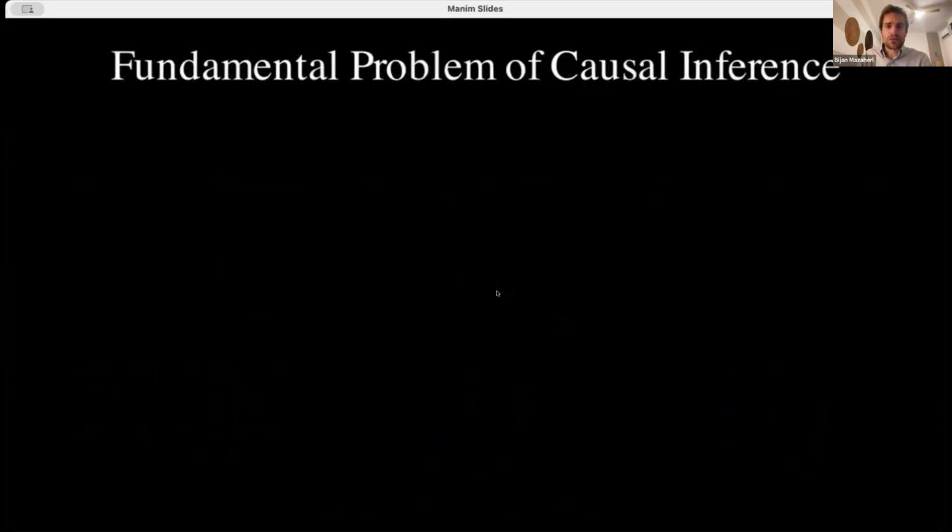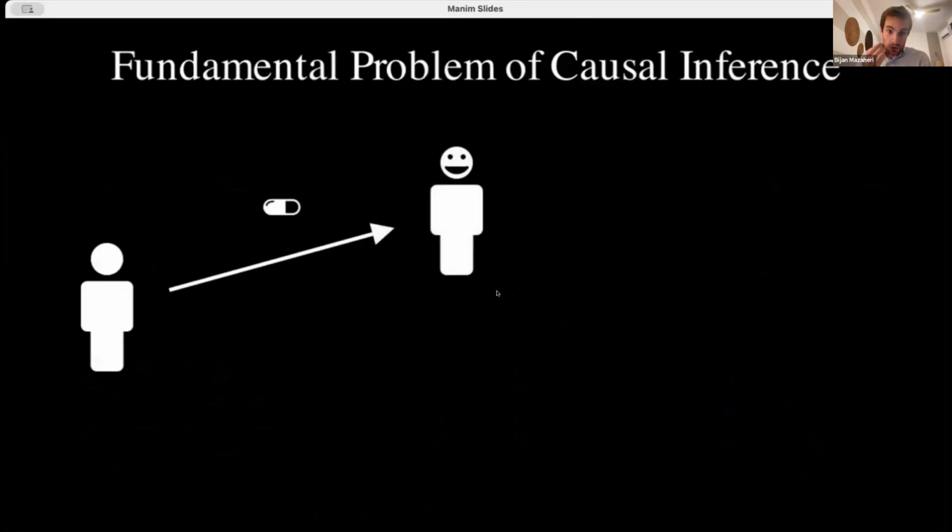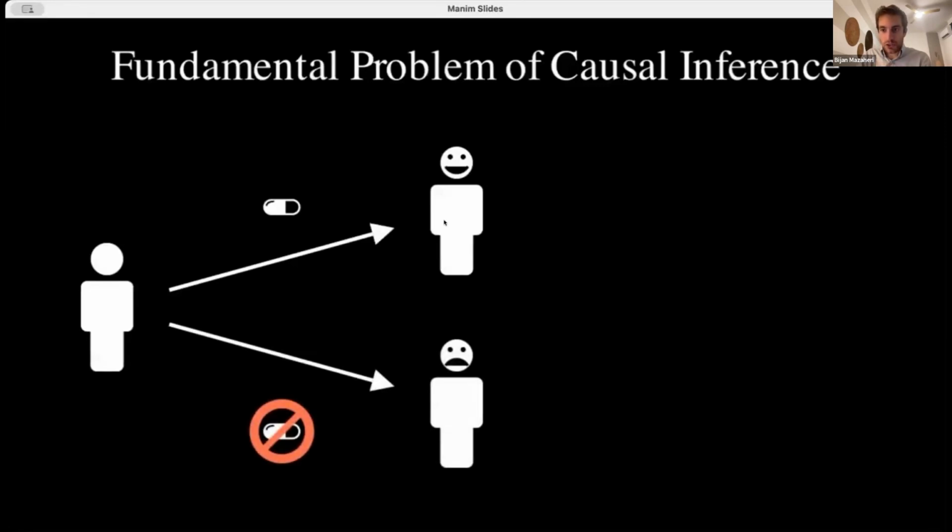So to understand how to do this, we first need to review the fundamental problem of causal inference. The idea behind causal inference is, we give treatment to a person and they maybe get better, maybe they don't. And there's always this counterfactual of, if we didn't give them treatment, what would have happened? Maybe they would not have gotten better.